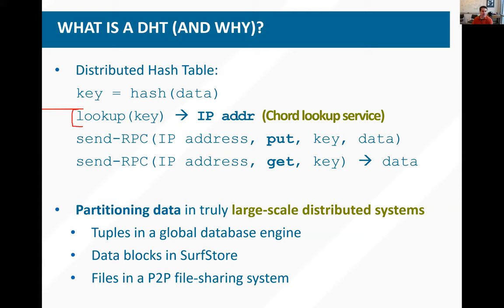Once we've done that lookup, we get the IP address of the server that's responsible for that key. And we can then directly connect to that in order to do put and get on that key. So it's a two-step operation where we look up where it is, then we actually go over there and find that.